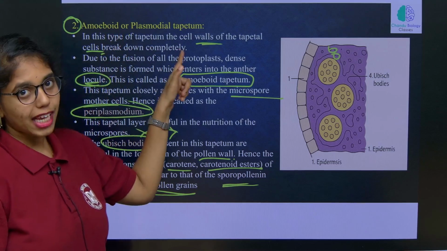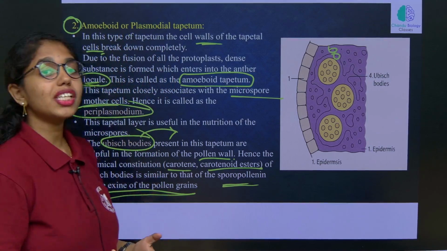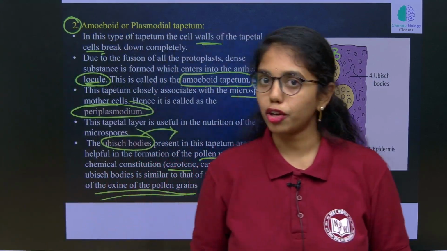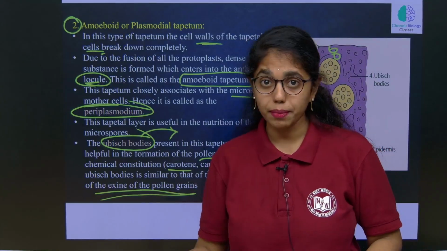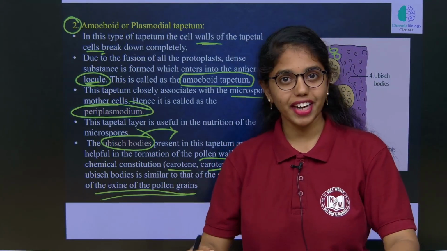Amoeboid or plasmodial tapetum. In the next class, we will see different types of microspore developments like successive type, simultaneous type, and different types of tetrads as well.